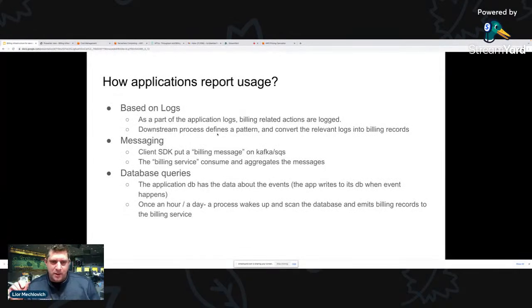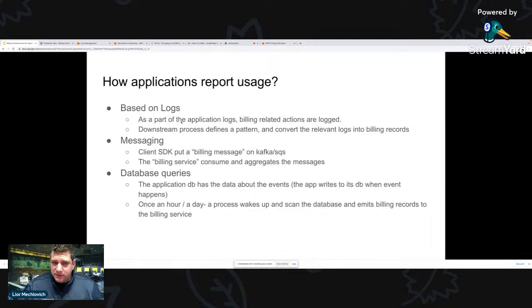Let me talk about this. I think this is a pretty core concept. We saw this SaaS application sending events to this event bridge, and how does an application really report usage? We saw a lot of examples, and I just want to highlight a few. When you're thinking about this, how are you reporting usage?